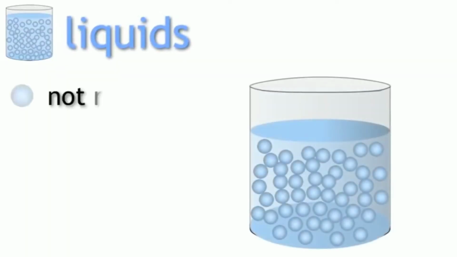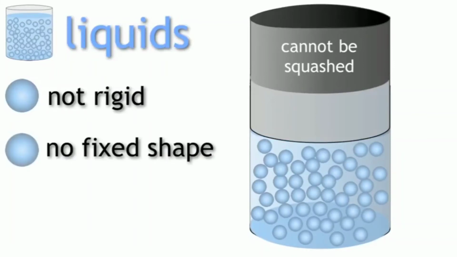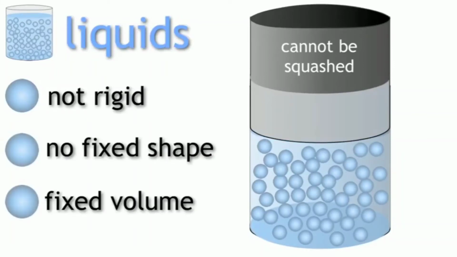So, liquids are not rigid, but because their particles are closely packed as in solids, they cannot be squashed or compressed. They do not have a fixed shape, but they do have a fixed volume.